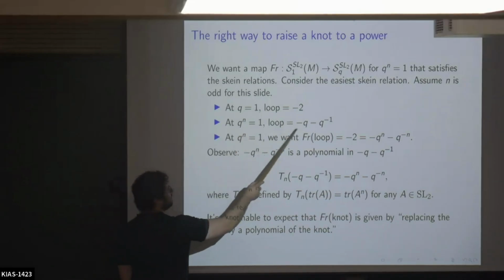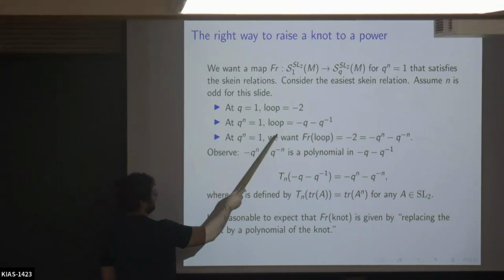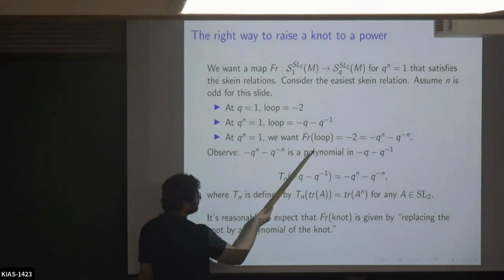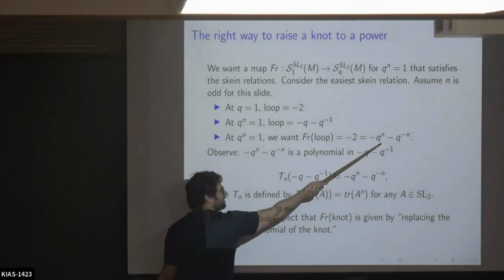So when q is a root of unity, our loop value is minus q squared minus q inverse squared. We apply the Frobenius to the loop, and we'd better have it equal minus 2 when q equals 1. So we could rewrite minus 2 as negative q^n minus q^(-n).